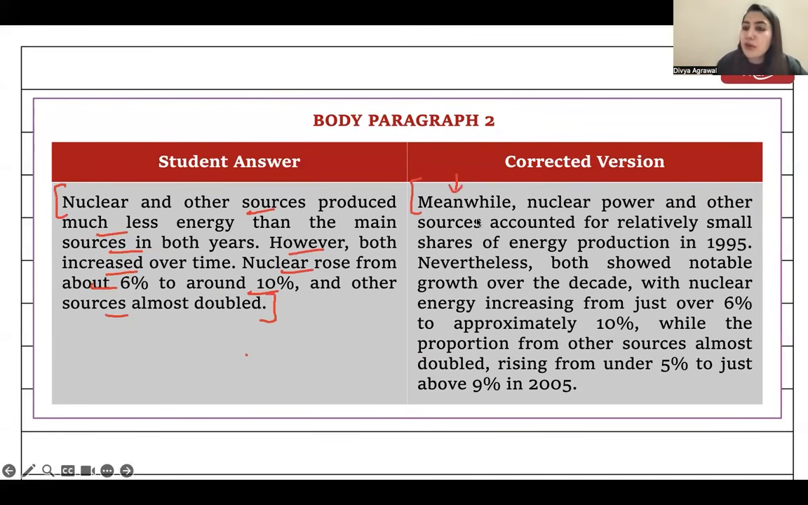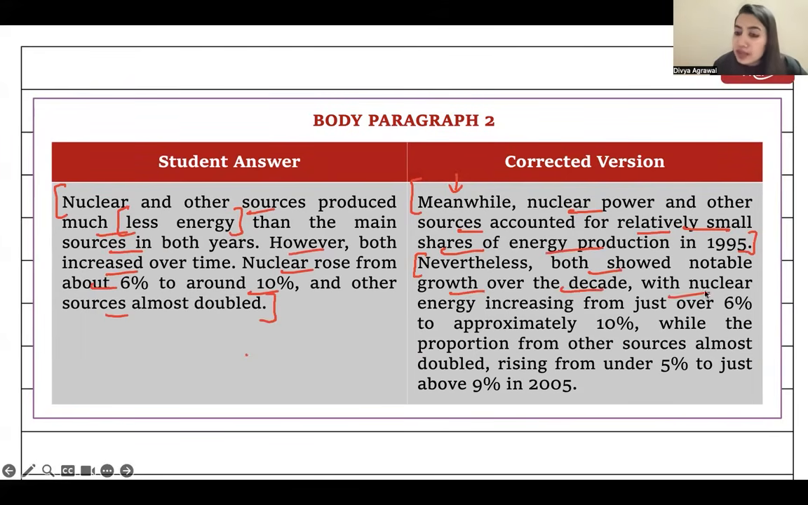Meanwhile, now we're going to talk about the other, for the contrasting things. So, meanwhile, nuclear power and other sources accounted for relatively smaller shares. In place of less energy, you can use relatively smaller share of energy production in 1995. Nevertheless, now this is a contrasting keyword, very important. Both showed notable growth over the decade.